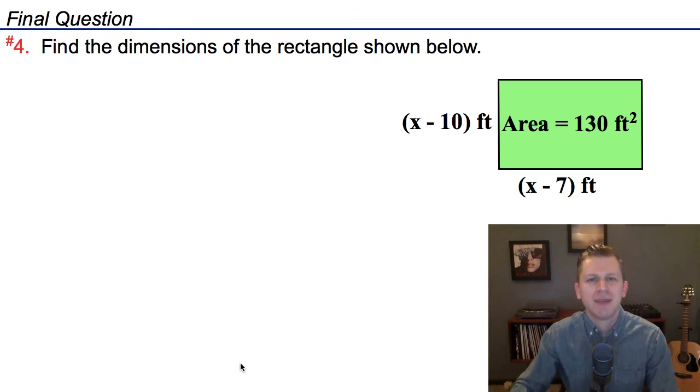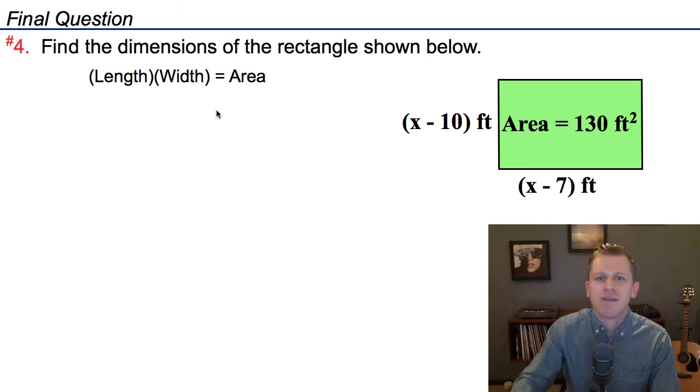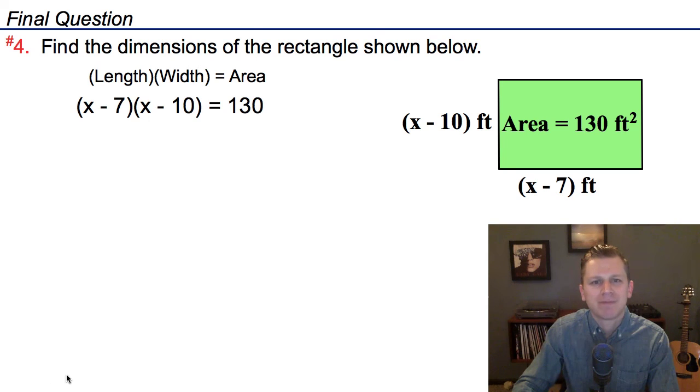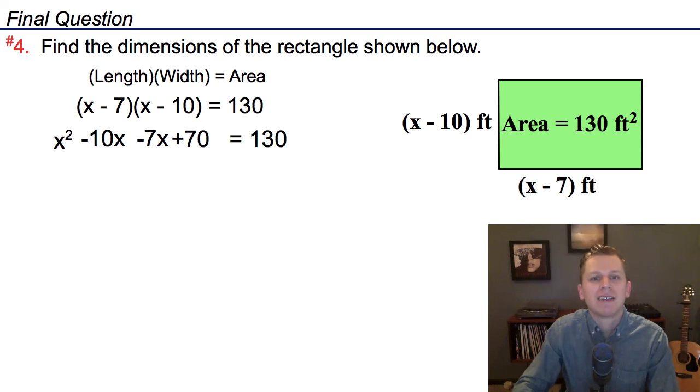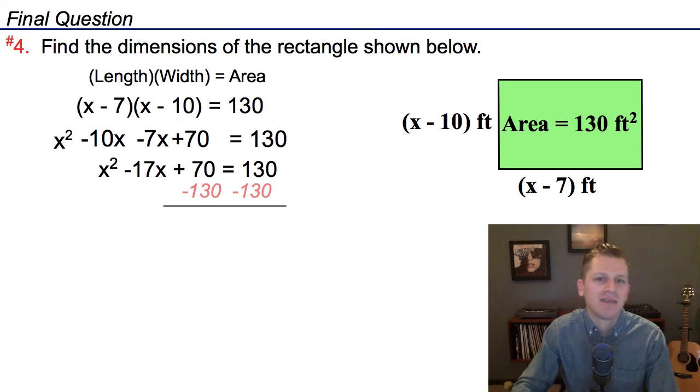See if you can find the dimensions of the rectangle shown below. The first step is to write length times width equals area, our formula for the area of a rectangle. Now we plug in the expressions for each dimension. The length was given at x minus 10, the width at x minus 7, and the area at 130. Now we can FOIL or double distribute, combine like terms. Subtract 130 on both sides to put this into standard form.